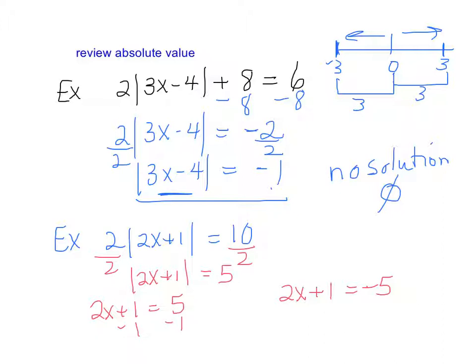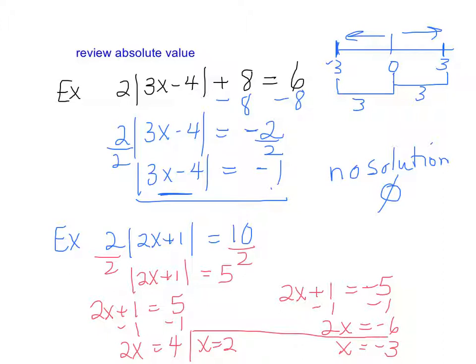So this will be minus 1 on both sides. So this is 2x equals 4, x equals 2. Here I've got negative 1, so 2x equals negative 6, x equals negative 3. So I have two answers. And if you put those back inside the original problem, if I put a 2 in here, that's 5 times 2, which is 10. That works. Negative 6 plus 1 is negative 5. The absolute value of 5 times 2 is 10.